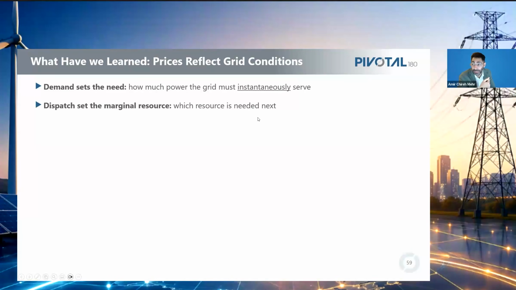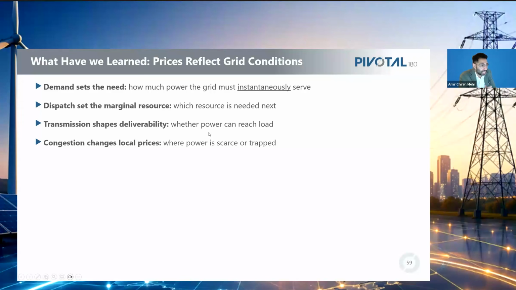Demand sets the need, how much power the grid must instantaneously serve. With dispatch, we figure out what gets dispatched in terms of the resources to meet that need. And transmission is going to change deliverability to the extent there's congestion, which is going to make sure that scarce power can be delivered where it needs to be, notwithstanding those constraints.